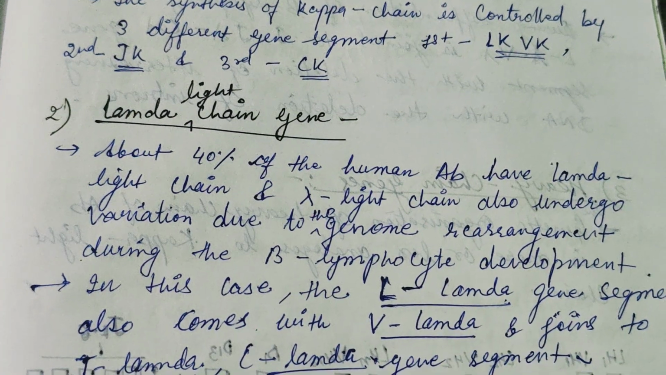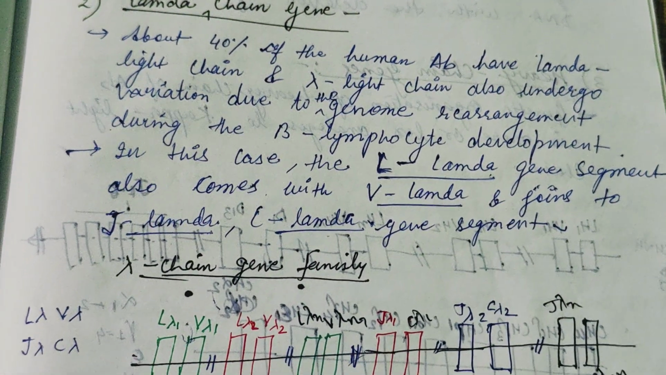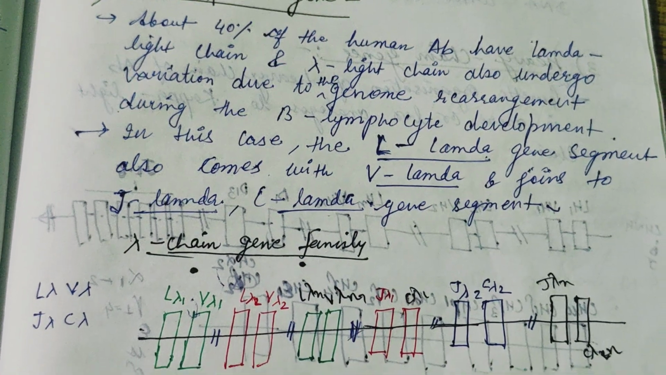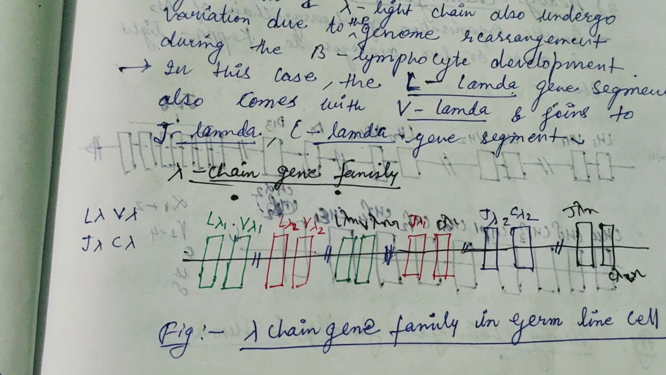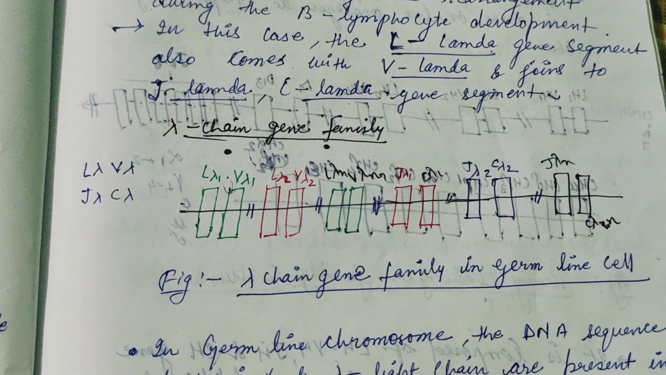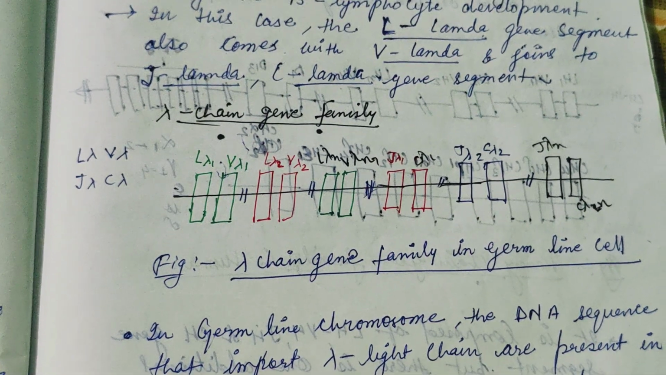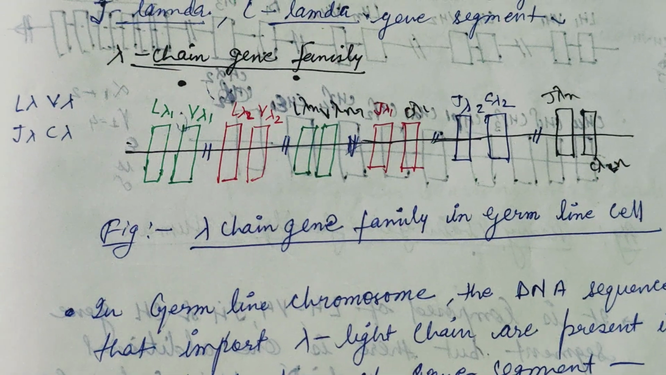The second one is the lambda light chain. About 40% of human antibodies have lambda light chain, and the lambda light chain also undergoes variation due to genome rearrangement during B lymphocyte development. In this case, the L lambda gene segment also comes with the V lambda and joins to the J lambda and C lambda gene segments. So here is a figure of the lambda chain gene family in the germline cell.